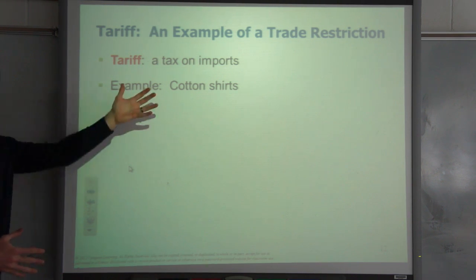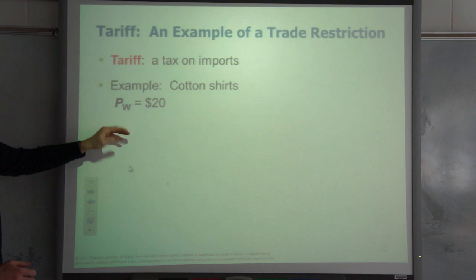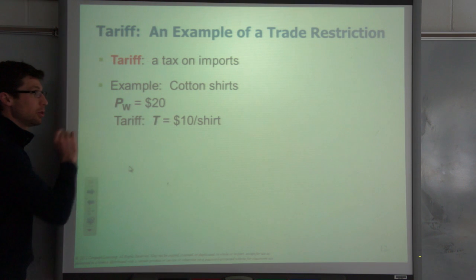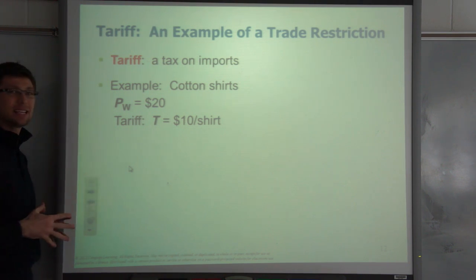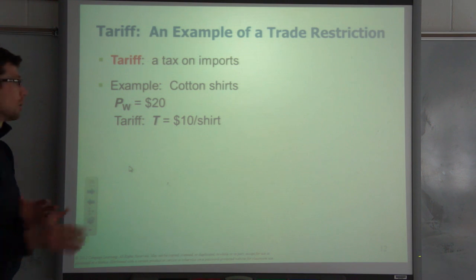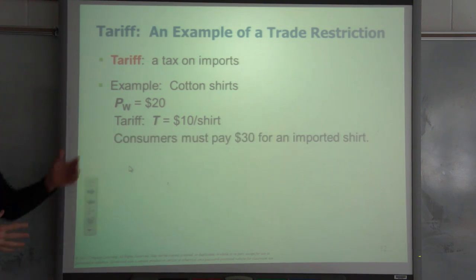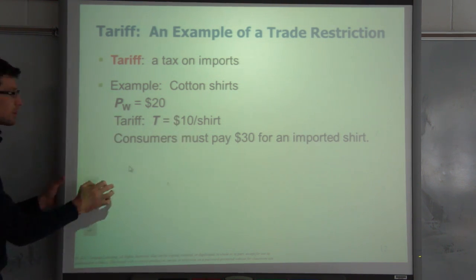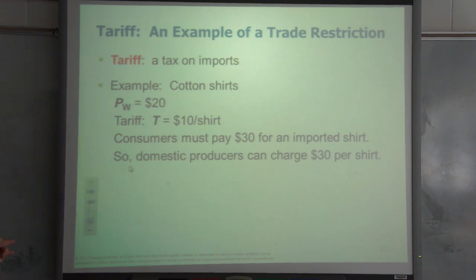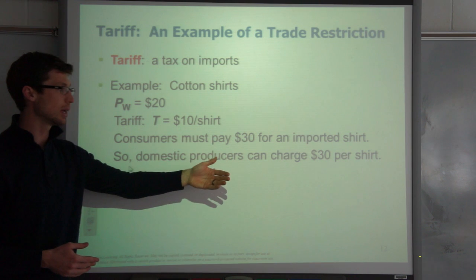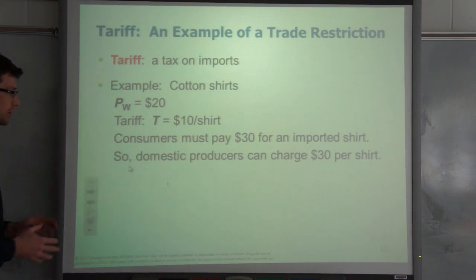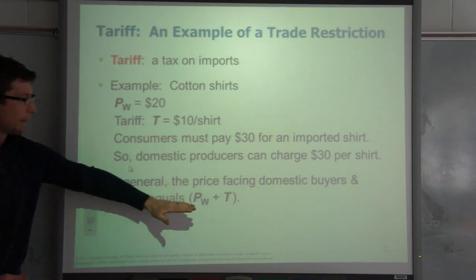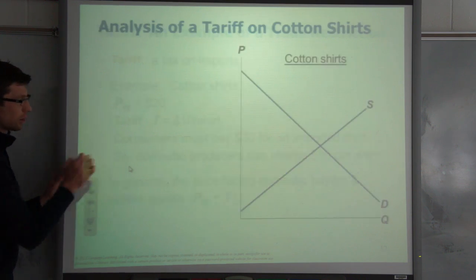So an example, we have cotton shirts. We have a world price of $20. The tariff, because we believe maybe domestic producers of cotton shirts are harmed, we're going to put a $10 per shirt tax or tariff on this product. Consumers are therefore going to have to pay $30 for any shirt they import. This is going to make sense when I show you it on the graph. So domestic producers can now charge $30 as opposed to some lower price. So in general, the price facing domestic buyers and sellers equals PW plus T. This will make more sense when I show you on the graph.